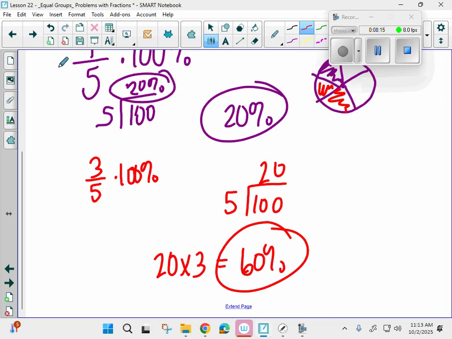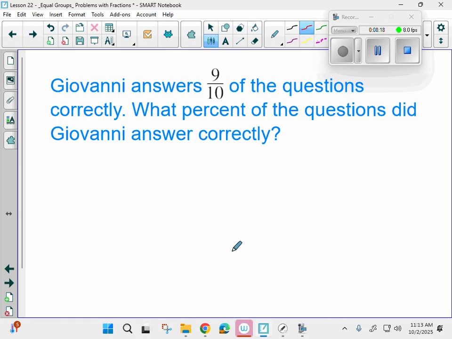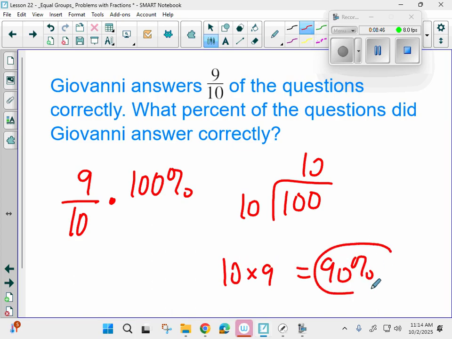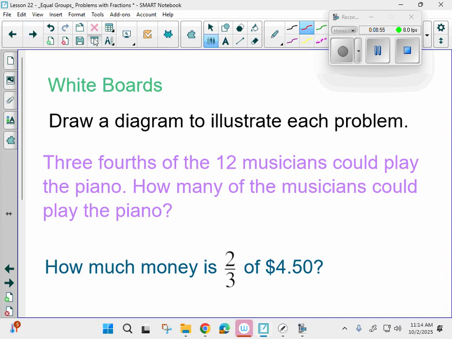All right, Giovanni answers 9/10 of the questions correctly. What percent of the questions did he answer correctly? I know you guys can all just do this in your head, hopefully, some of you, okay? But basically, we're doing the exact same thing. 9/10 is what percent? All right. What do I do first? Yep. Divide 100 by 10, which is 10. And then do 10 times 9. So I get 90%. All right. 9/10 is 90%. I know you guys can probably convert that in your head. Okay. All right, you guys, grab a whiteboard. We are going to do an illustration for these.